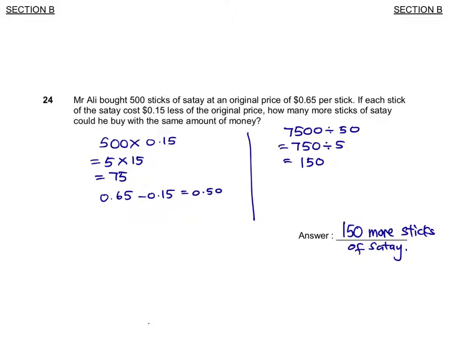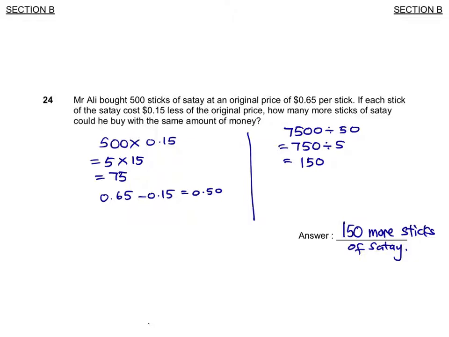Each steak is selling at 50 cents, correct or not? Okay, so you need to use 75 divided by 50 cents. But then again, we need to change everything, because if we divide 75 by 0.50, it's very difficult to divide by decimals.